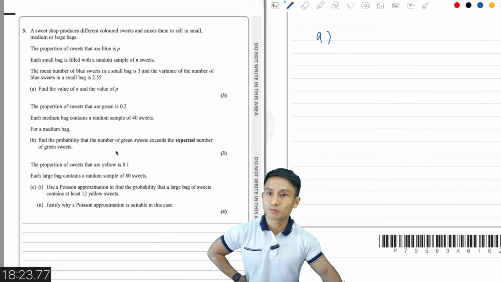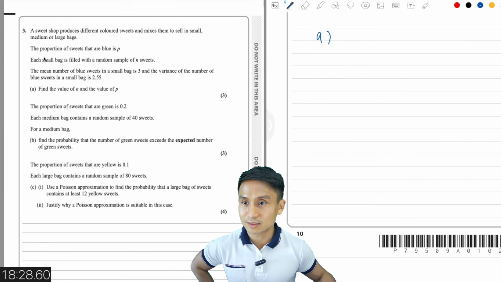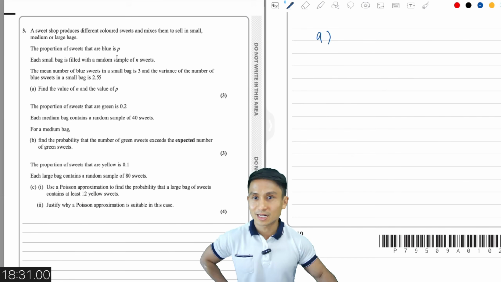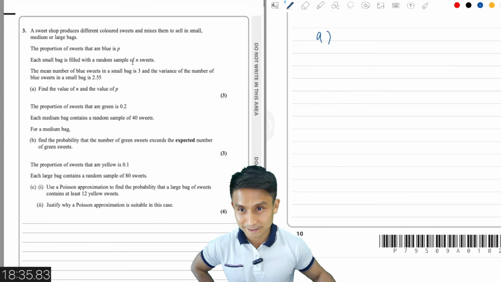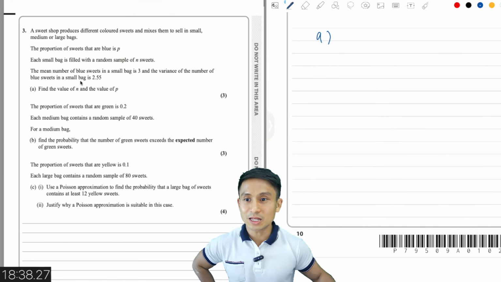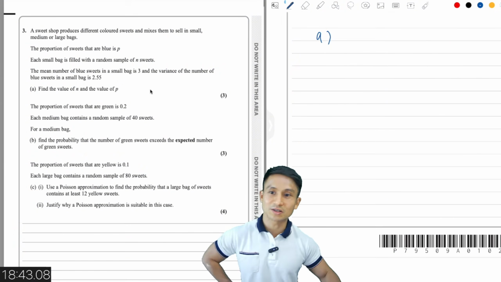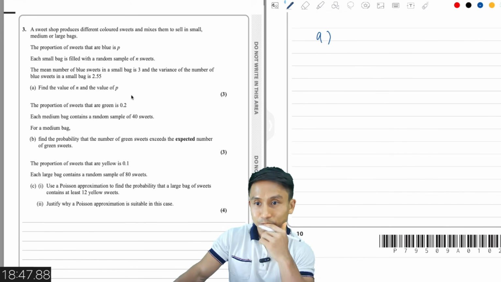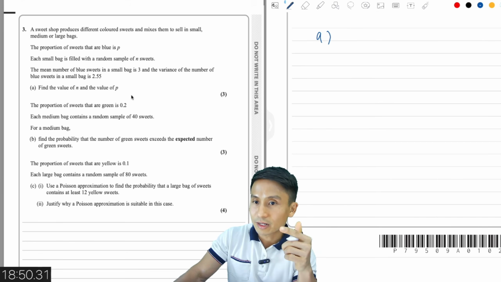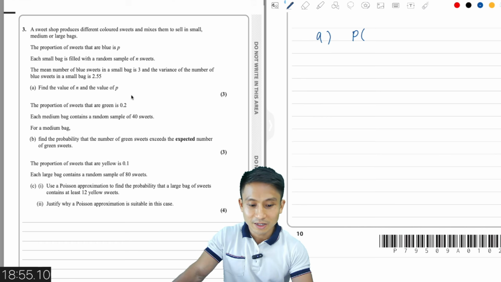A sweet shop produces different colored sweets and mixes them to sell in small, medium, or large bags. The proportion of sweets that are blue is P. Each small bag is filled with a random sample of N sweets. The mean number of blue sweets in a small bag is 3, and the variance of the number of blue sweets in a small bag is 2.25. Find the value of N and the value of P. Okay, the proportion of sweets that are blue is P, so it's like the probability of blue here is P.